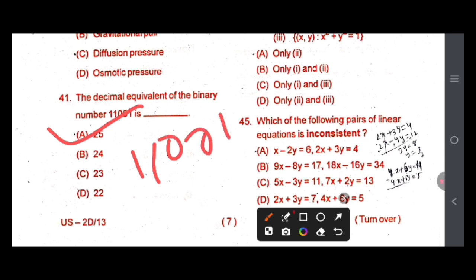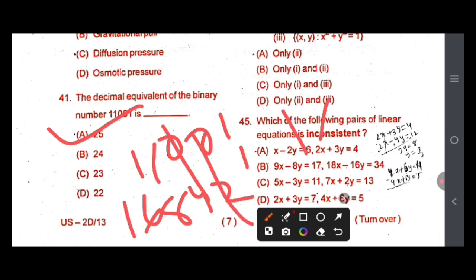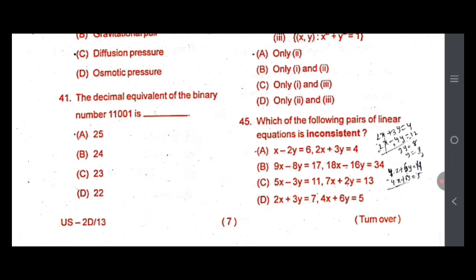11001. This is 1, this is 2, 4, 8 and 16. The zeros we cancel. 1 into 1 is 1, plus 1 into 8 is 8, sorry 1 into 16 is 16. So 1 plus 8 plus 16 is equal to 25. 25 is the correct answer.